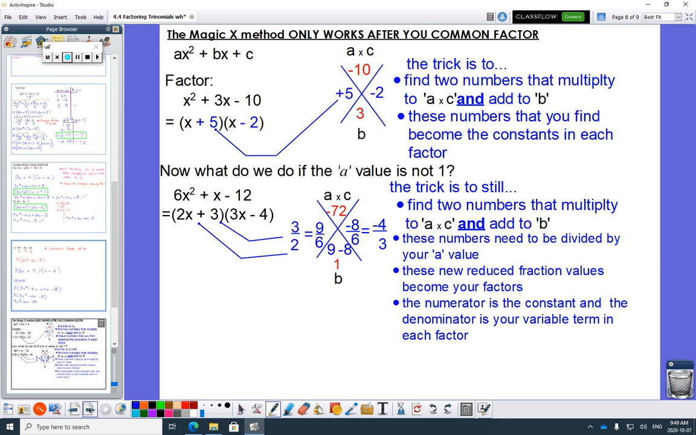Okay, let's look at magic X. So this example is filled in. It's called magic X because you make an X, but it's basically the chart, yes? The top is A times C, and the bottom is B. So you're still looking for two numbers that are going to multiply to AC and add to B. So that's essentially the same thing we've been doing over and over and over again. But then there's this extra step here.